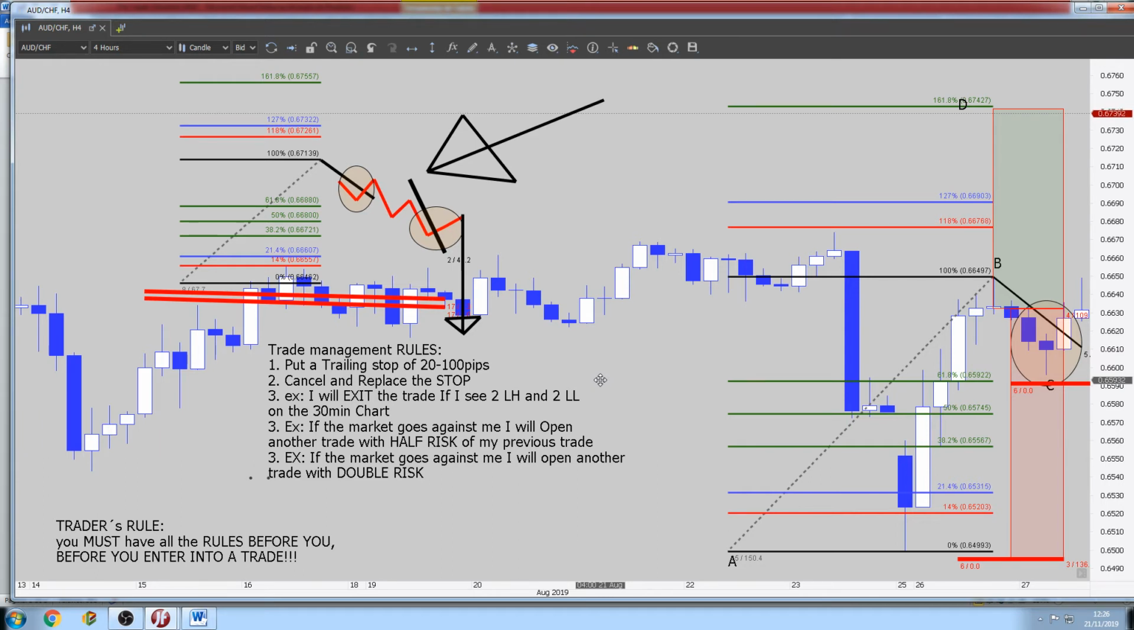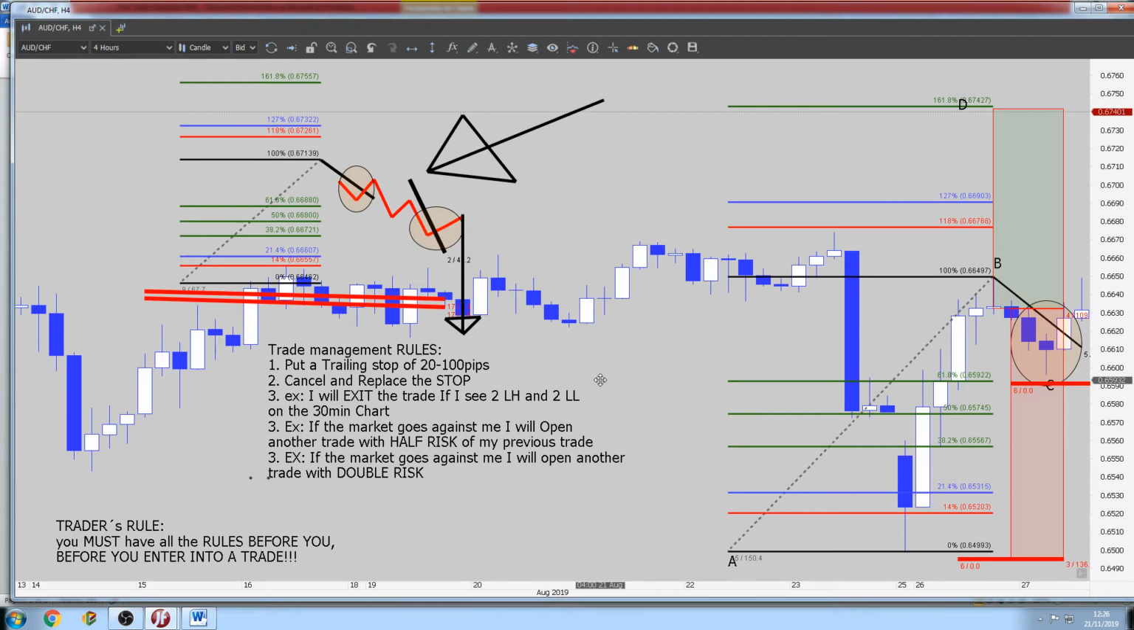So this is revenge trading. No, it's not. Akos, guess why this is not revenge trading? There is a logic attached to every one of these rules.